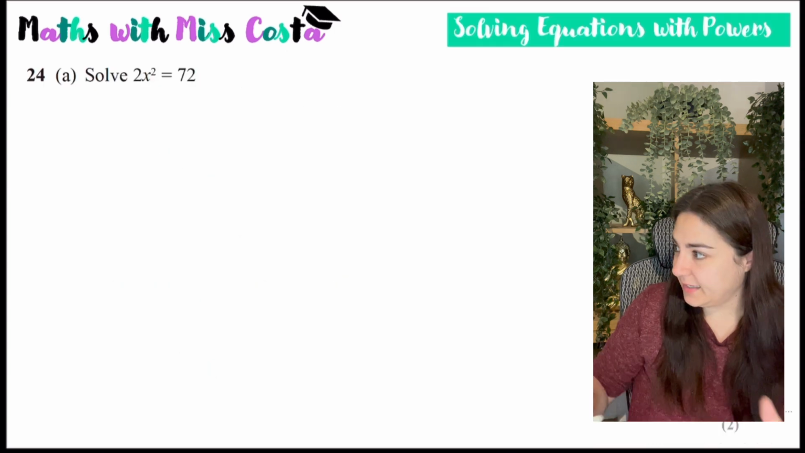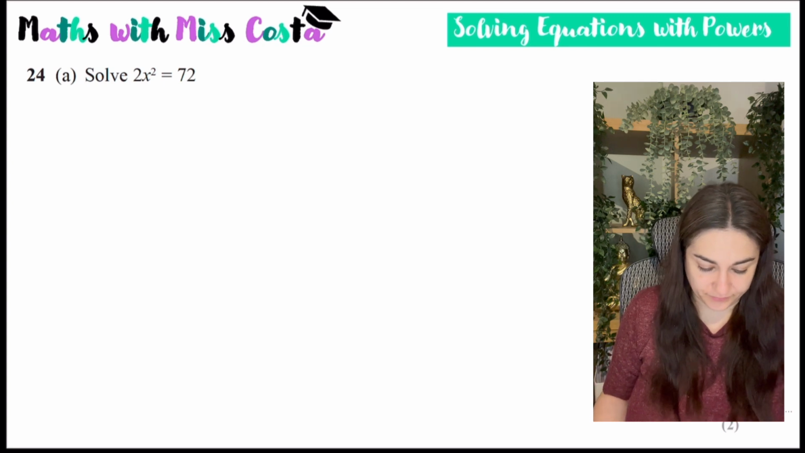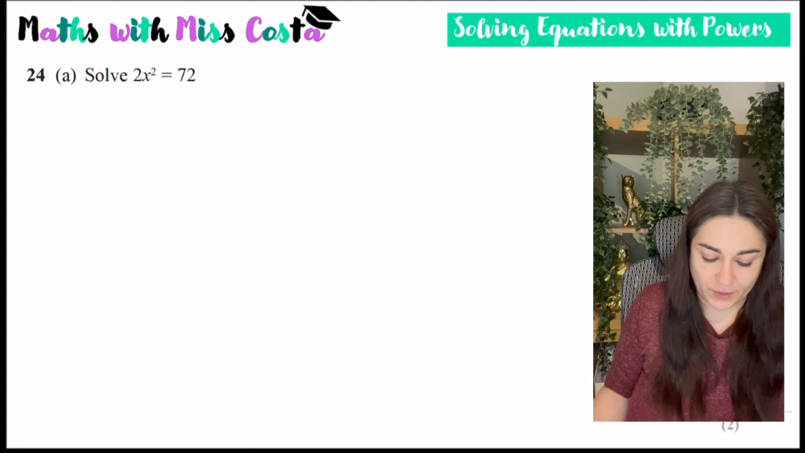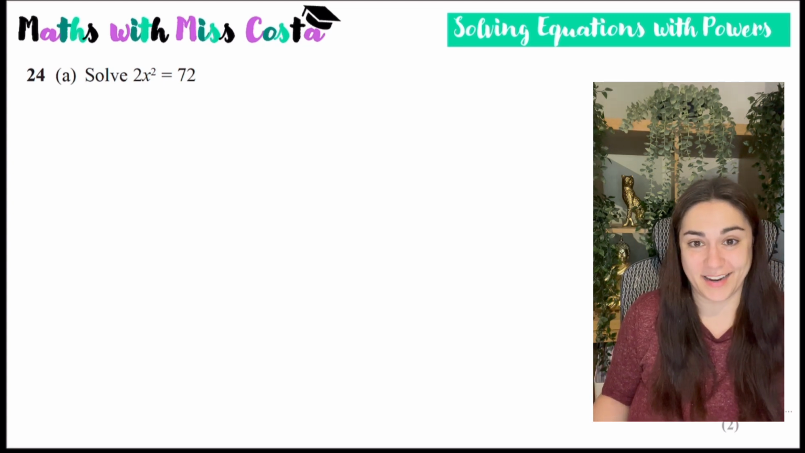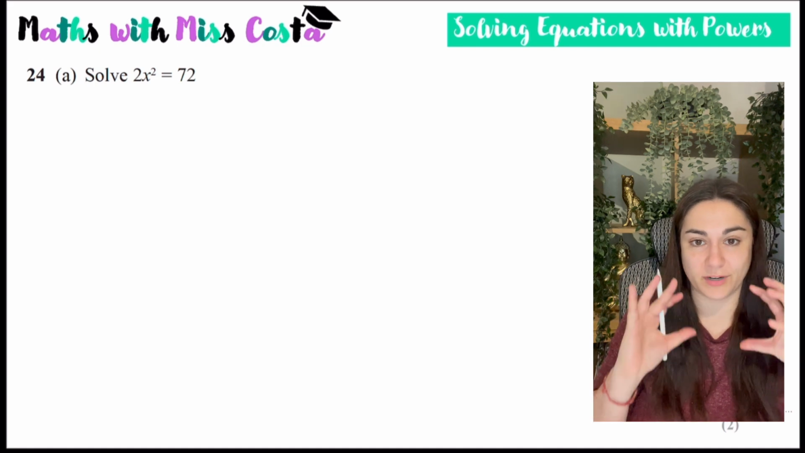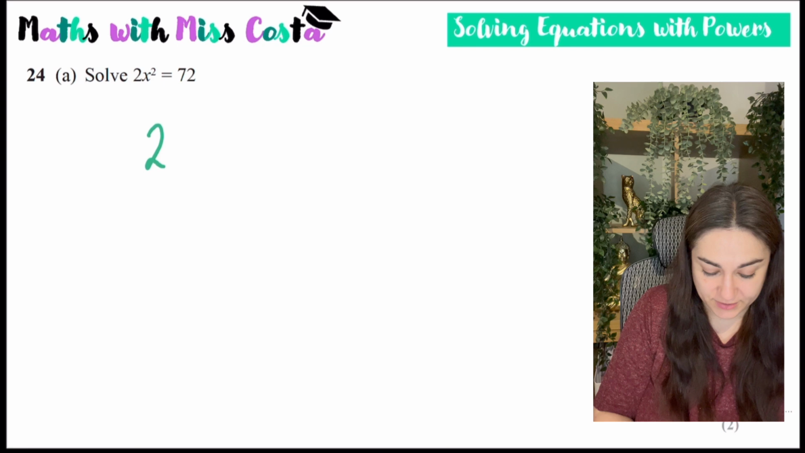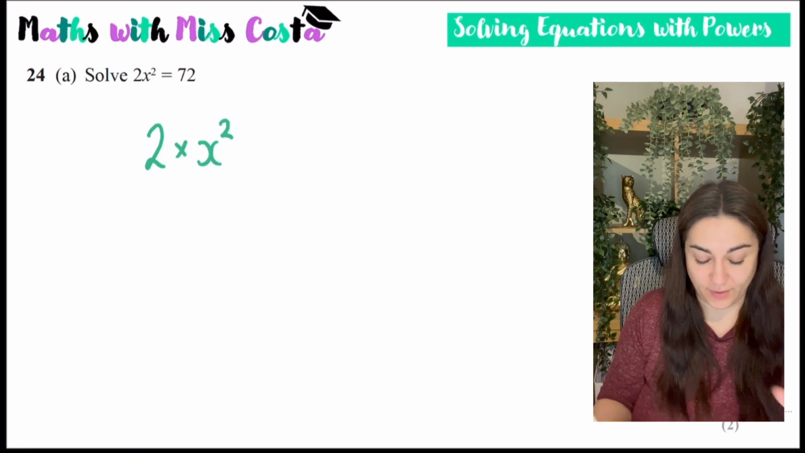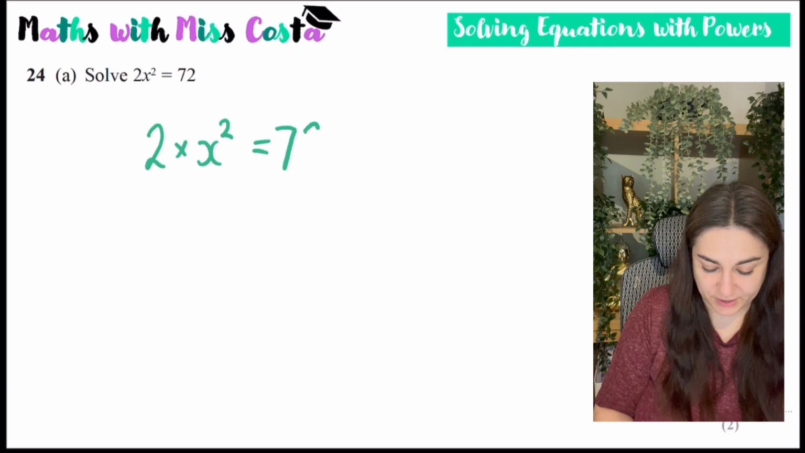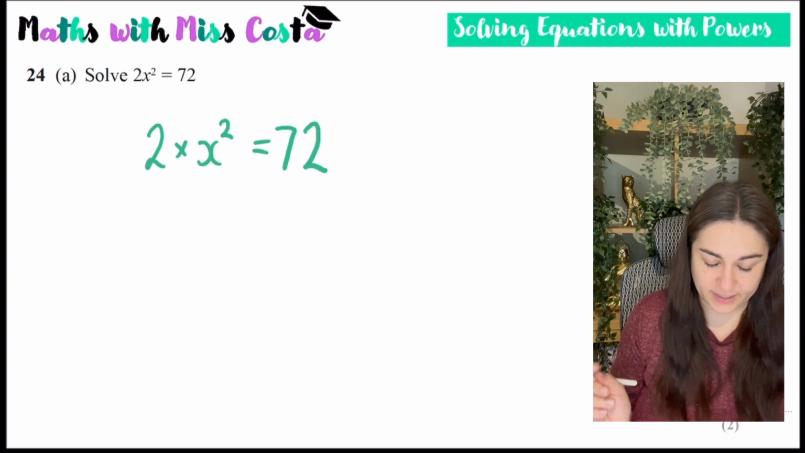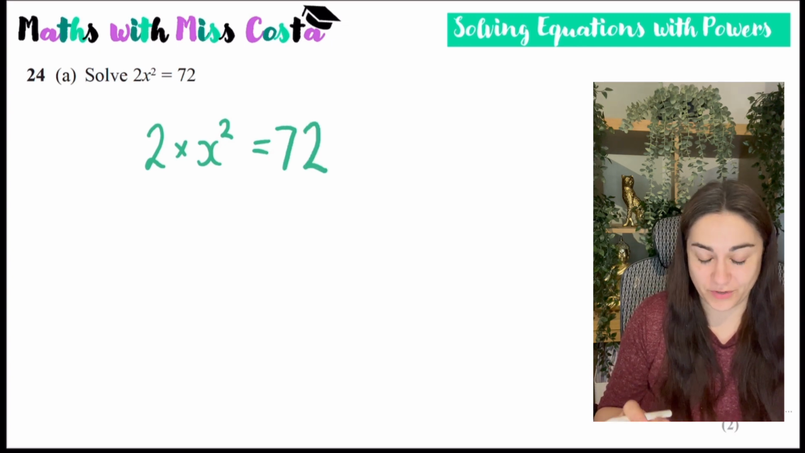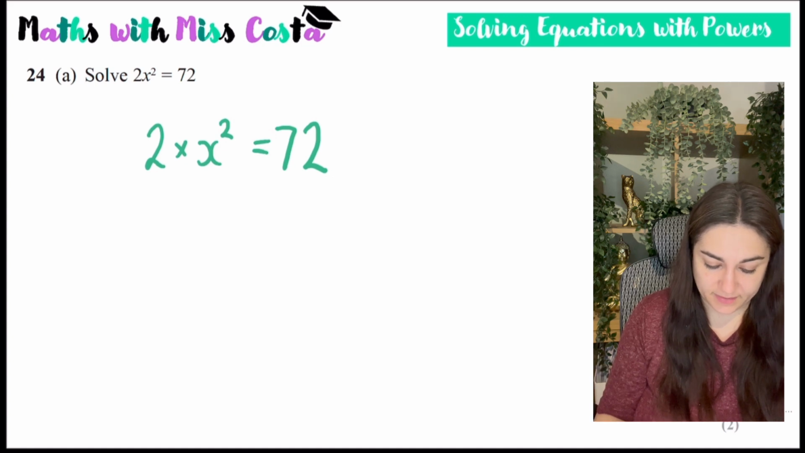Okay, next we've got an equation with powers. So once again, when I'm doing anything algebraic and it looks a bit confusing, it's helpful to just bring it back to the basics and think about what it means. So 2x squared means 2 times by x squared. So I know that 2 times by x squared is 72. And I can use my function machine if I want to, or I can do the balance method.